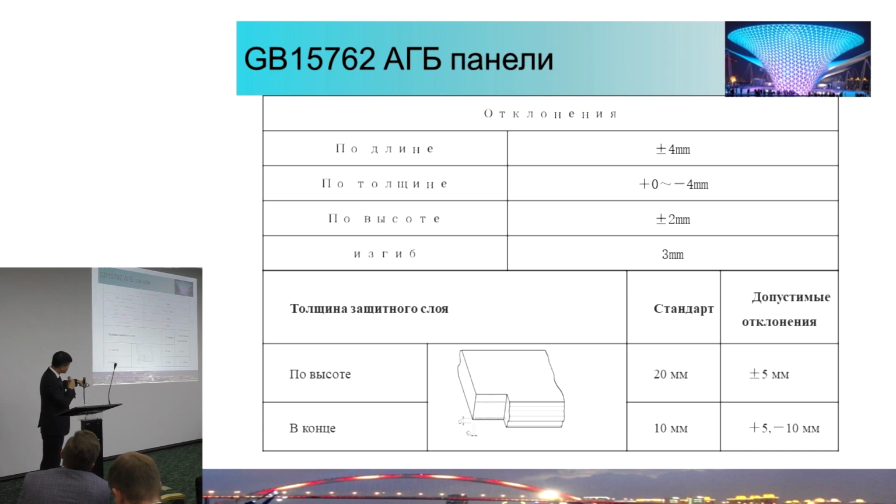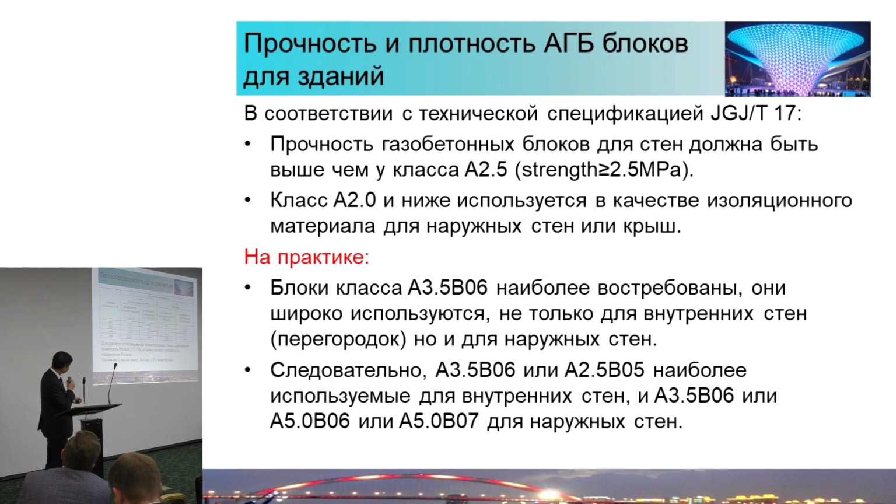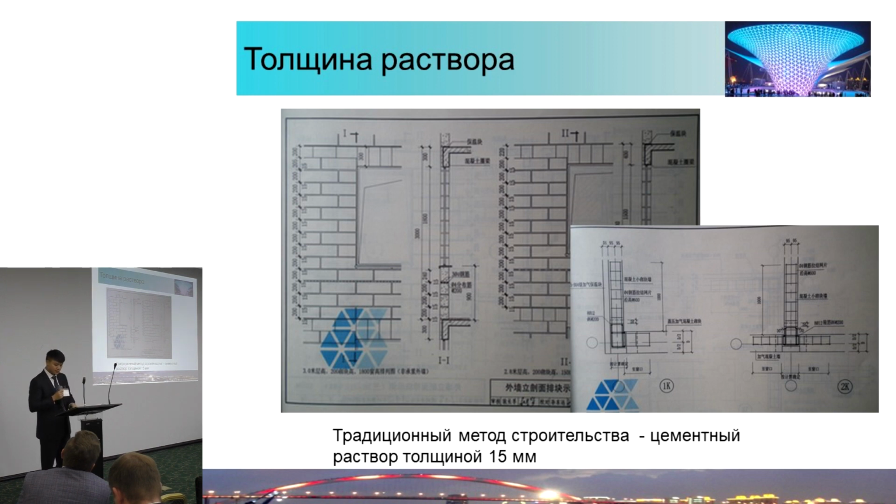This is the standard about the protection layer for the steel reinforcement at the top and the bottom, so the reinforcement does not stick out. This shows how to test the strength of the panel, the mechanical tests. I will skip some here. This is some drawing like this, with the standards for mortar thickness at joints.